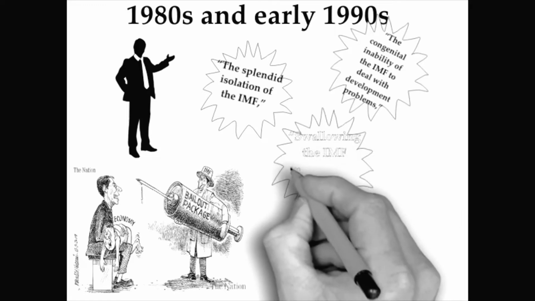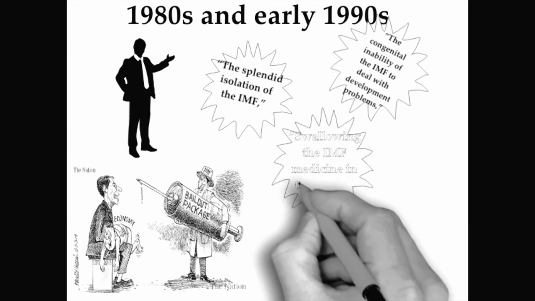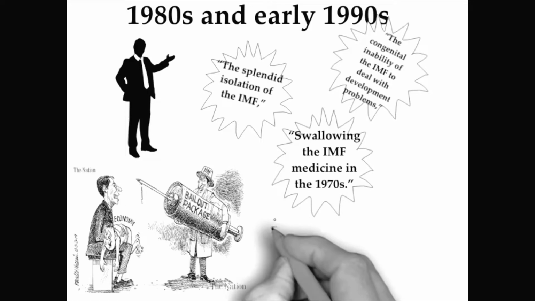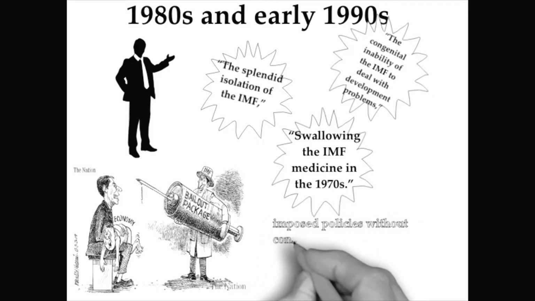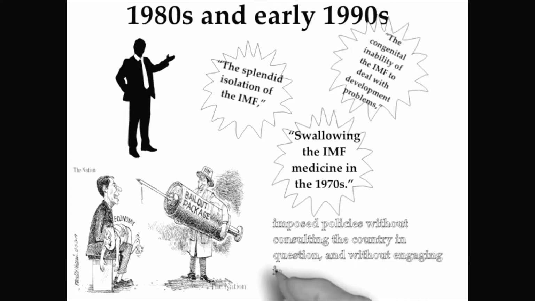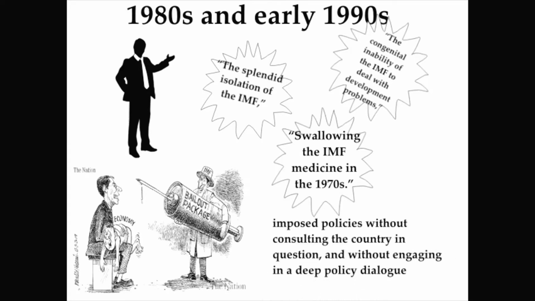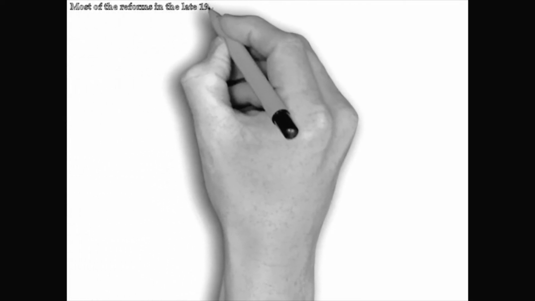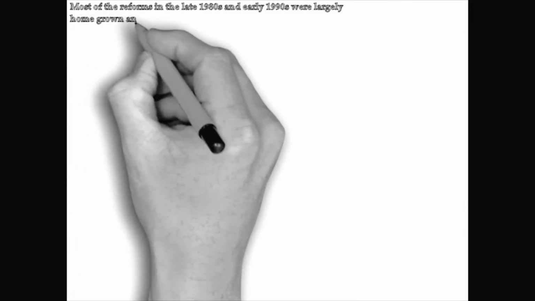One of the main complaints about the IMF was that it imposed policies without consulting the countries in question and without engaging in a deep policy dialogue. The perception that most of the reforms were imposed by the Bretton Woods institutions was largely inaccurate. Most of the reforms in the late 1980s and early 1990s were homegrown and were a response to long periods of generalized crisis.